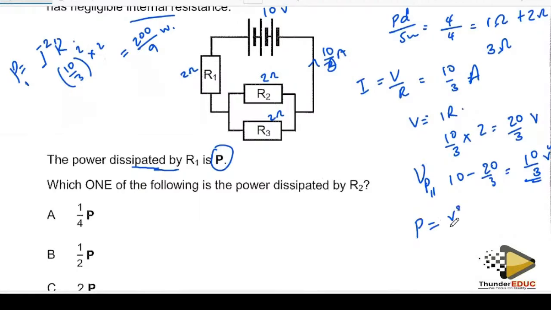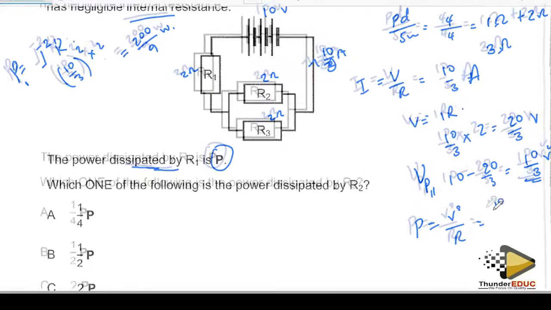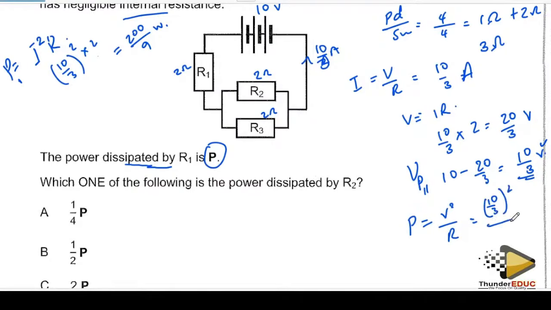The power formula that combines voltage and resistance is P equals V squared over R. So when I get my voltage, which is 10/3 squared, and divide it by my R, which is 2, that's going to be 100/9, and then I'm dividing it by 2. I end up with 50/9. So this is the power in 2. This is the power in 1. So now the question is asking, which one of the following represents the power that is dissipated by R2?